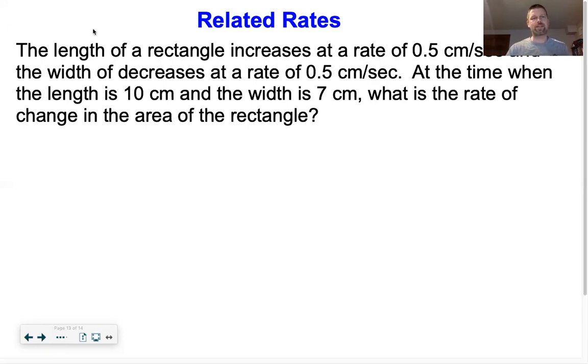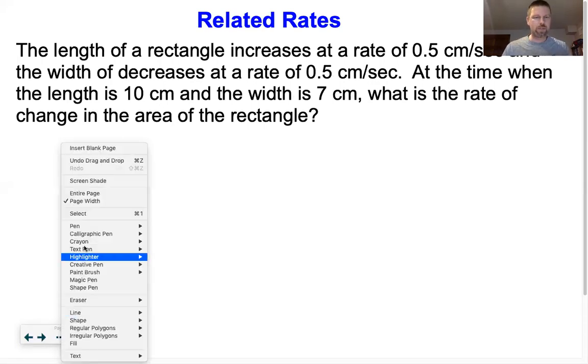In this case, let's read this thing. It says the length of a rectangle increases at a rate of 0.5 centimeters per second. The width decreases at a rate of 0.5 centimeters per second. One increases, the other decreases. At a time when the length is 10 and the width is 7, what is the rate of change in the area of the rectangle?